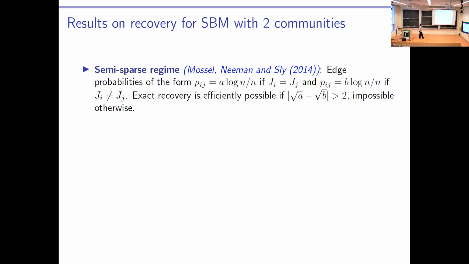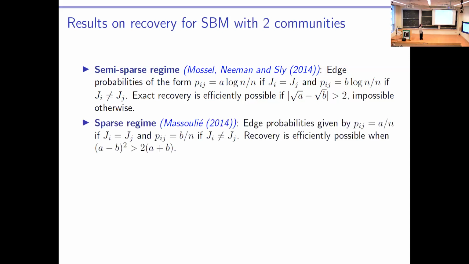So let me just give a quick overview of what is known in this setting. There are basically two sets of very classical results at this point that tell us when recovery is possible and when it's not. In the semi-sparse regime, where edge probabilities grow at the order of a constant times log n over n, recovery is possible under the assumption that the square root of a minus the square root of b is greater than 2, and it's known to be impossible otherwise. So that's the first of those known results.